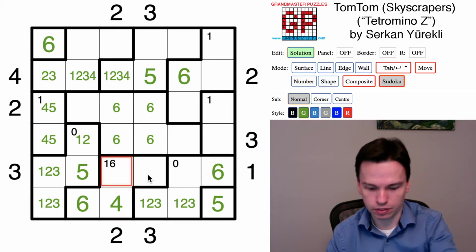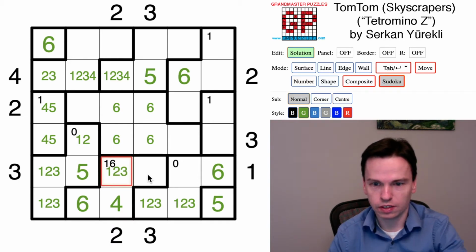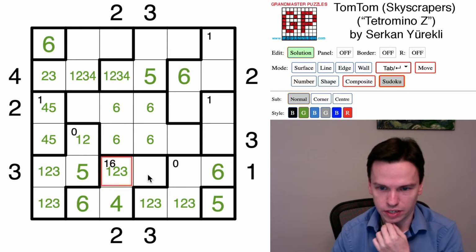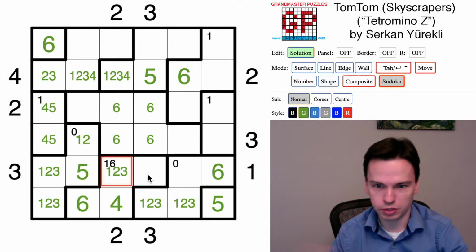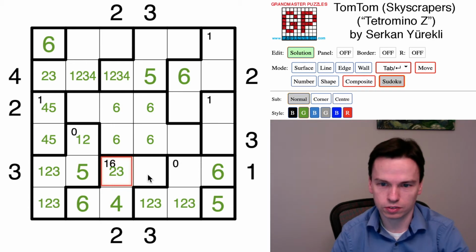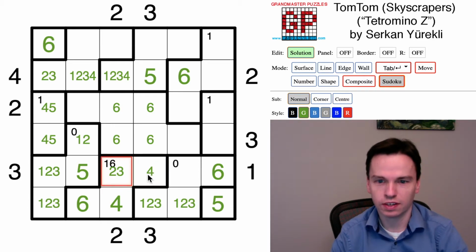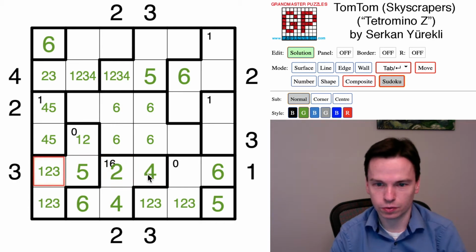We now have where this is a 1, 2, 3, and we've got a sum of 10. So if this were the 1, there'd be a 5 to the right. That's no good. If this were a 2, there can be a 4. That looks okay. And if this were a 3, there'd be another 3. That's not good. So this is 2, 4.